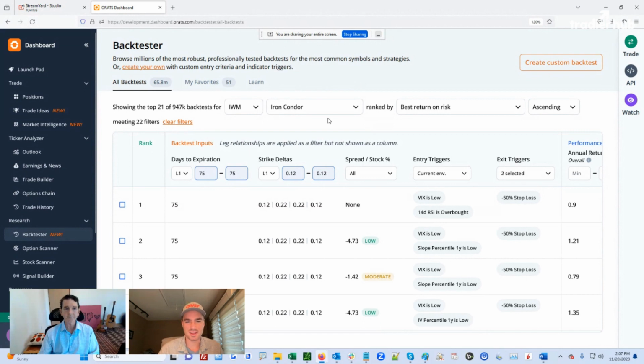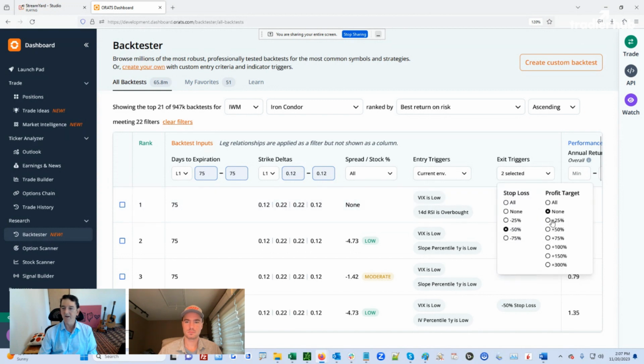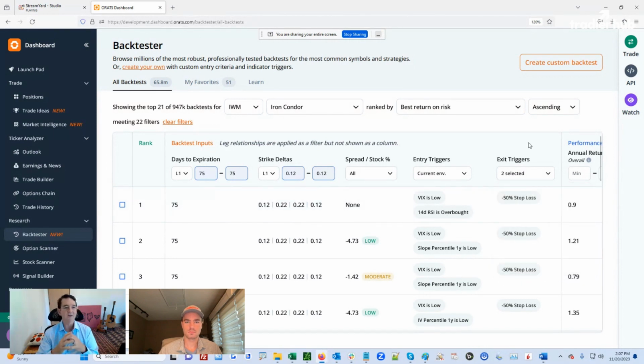60 million, can you expand on that a little bit? I mean, that's a lot of backtests, right? So the way that we get to 60 million is that we do many different days to expiration. We do many different deltas. We do how much you paid for a particular spread as a percentage of stock. We've done entry criteria. So we only will test this particular one if the VIX is low or if the RSI is overbought. And we have entry and exit triggers. So if you multiply all these together, that's how you get the 65 million. Is that what you're talking about, Tyler?